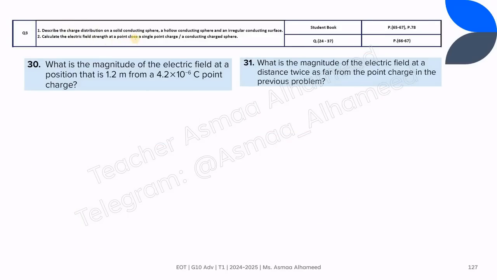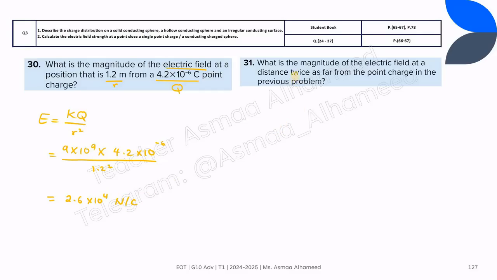Next question. What is the magnitude of the electric field at a position that is this much, this is R, from this much charge? So this is Q, and to find E, we will say K Q over R squared. Now K is 9 times 10 to power 9 times Q is 4.2 times 10 to power minus 6, and the distance between them is 1.2 squared. The answer will be 2.6 times 10 to power 4 Newton per Coulomb.